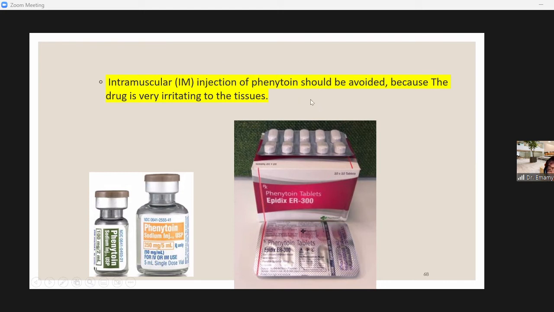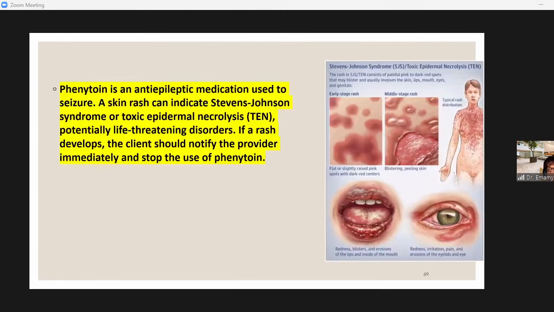For phenytoin and all anti-epileptic medication, pay attention to skin rashes because they may develop and cause Stevens-Johnson disease. Stevens-Johnson, like this one. Rashes would be very severe, disseminate along the body, inside the mouth, inside the eye, and may kill patients. So any rash in a patient who takes anti-epileptic medications like phenytoin, you need to pay attention immediately.